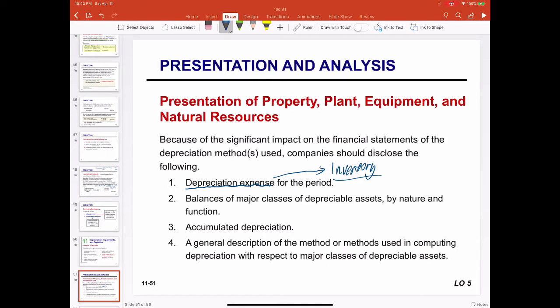Next one is the balance of assets should be reported by their nature and function. Because same assets, if they are used for different purpose, they have different impact on the firm's operating. They accumulate depreciation. Usually you will find both depreciation expense and accumulated depreciation in the notes together. And also the firm should disclose what method used in computing depreciation.